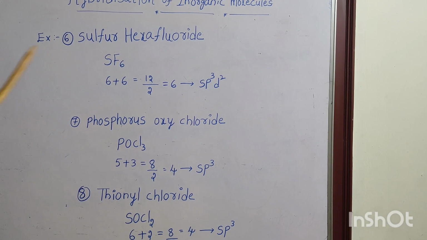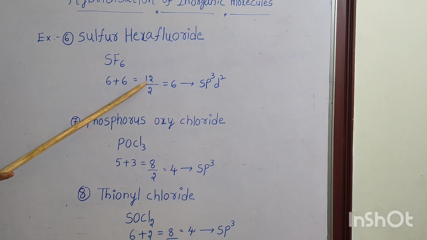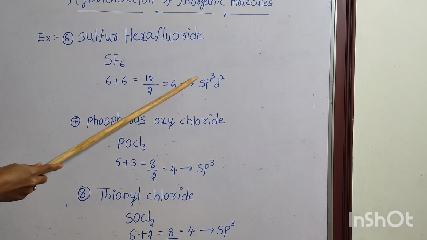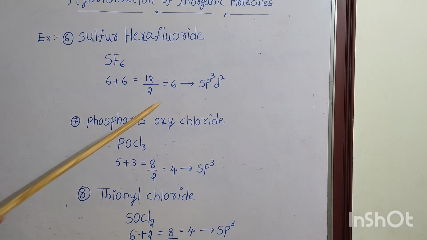Next example, sulfur hexafluoride. In this molecule, sulfur is the central atom. Sulfur belongs to 6A group element, so sulfur valence is 6 plus 6 fluorines. 6 plus 6, 12. So 12 divided by 2, we get the quotient 6. That means sp3d2 hybridization.